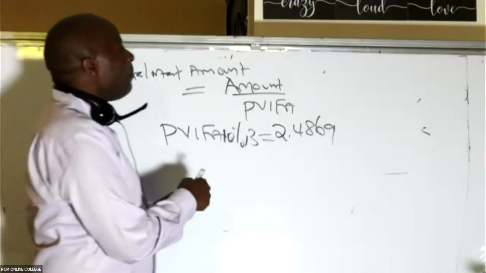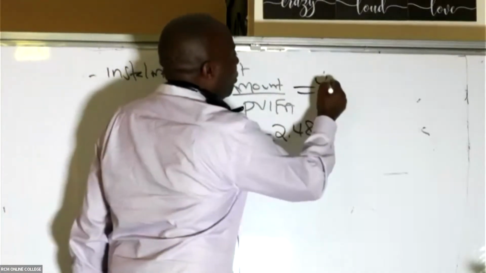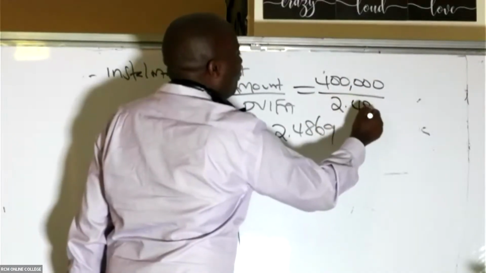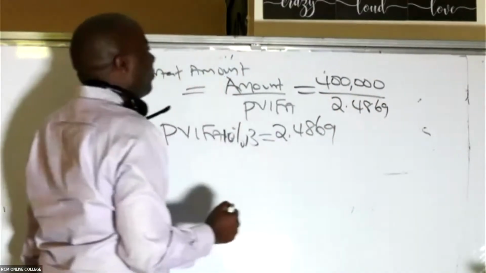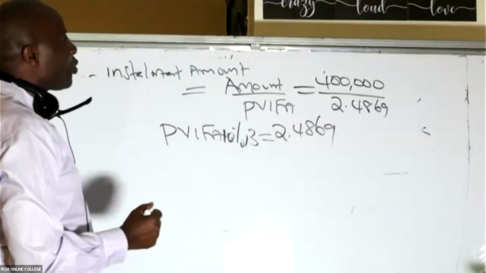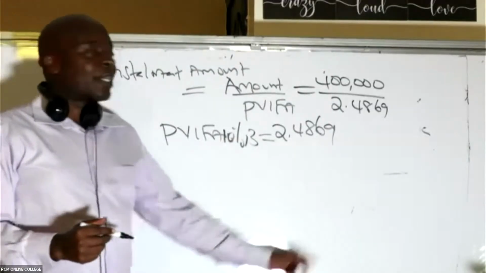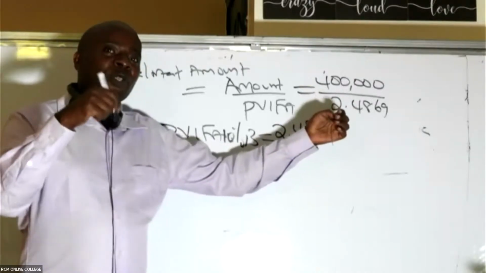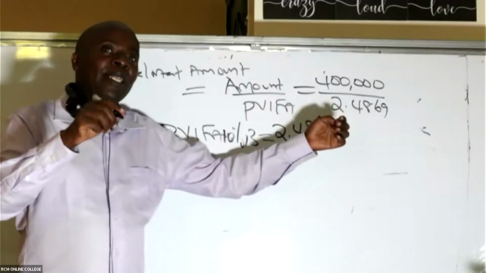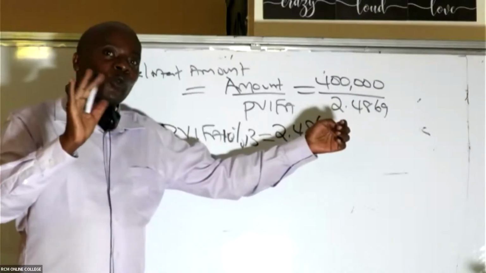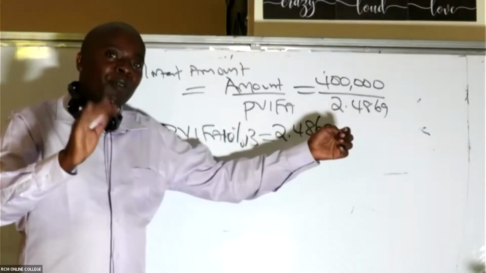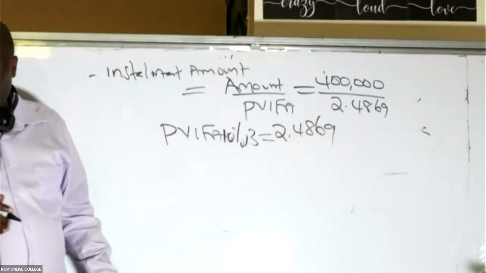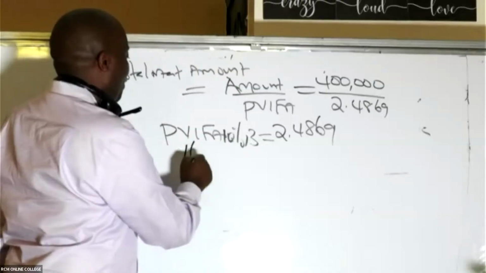So remember, the amount is 400,000, divided by this PV-FA. Is there somebody who is able to give us the installment per annum? If we divided by 3, I would have gotten a smaller amount. But because of the interest, and they have told me this is going to be paid in equal installments, I have to get the installment using the PV-FA method. So they're getting 160,843.